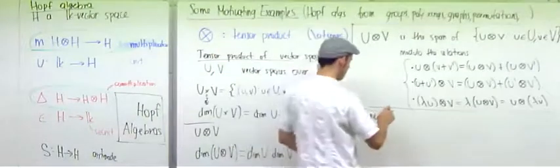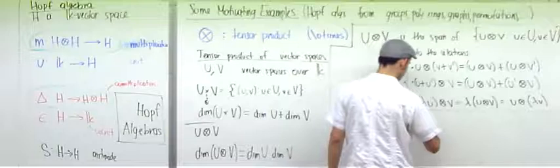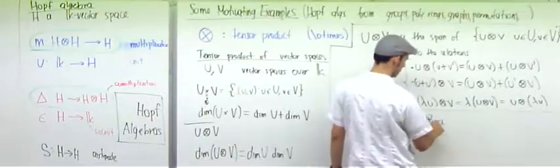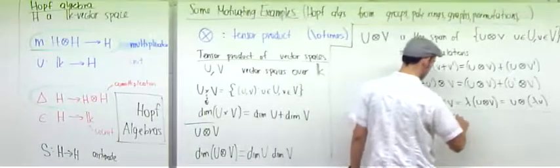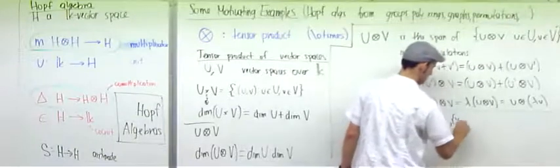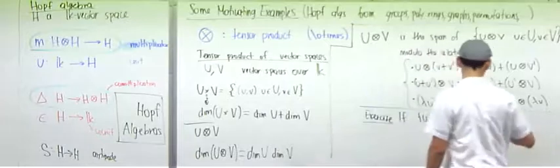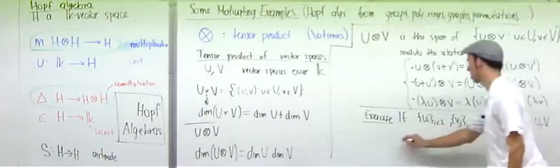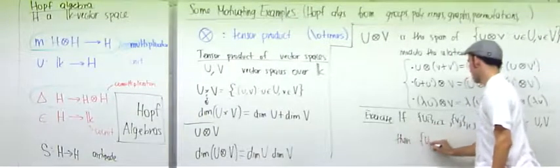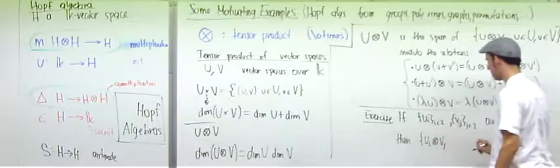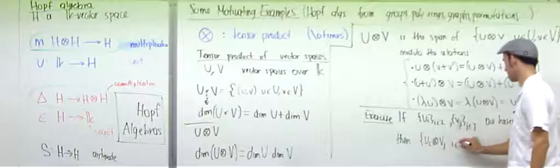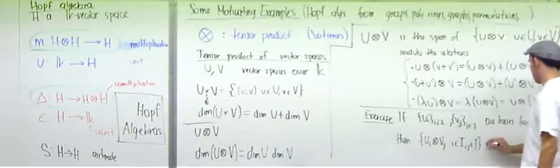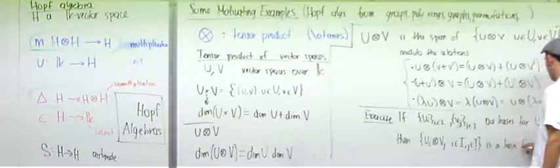And more generally, let me just say that if you have a basis for U, and a basis for V, then if you consider these things, where i is in I and j is in J, these are going to be a basis for the tensor product.